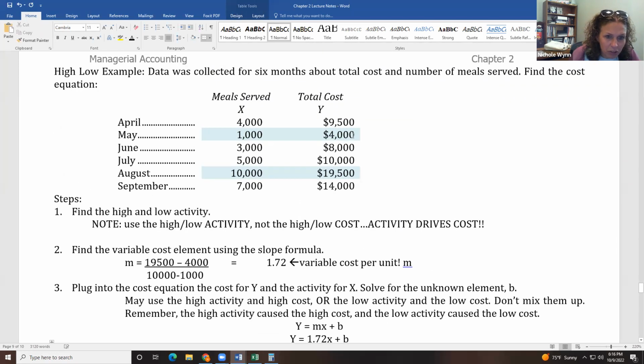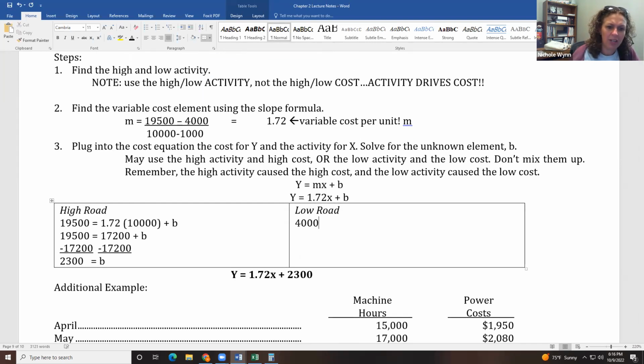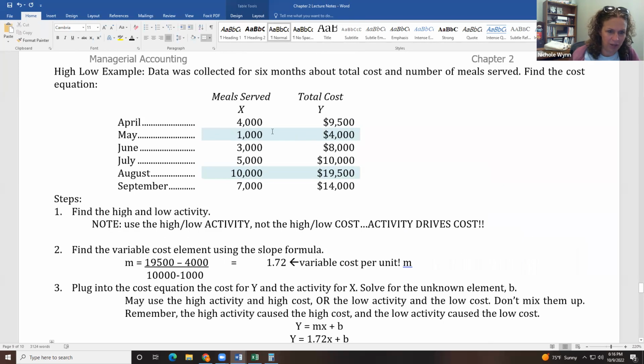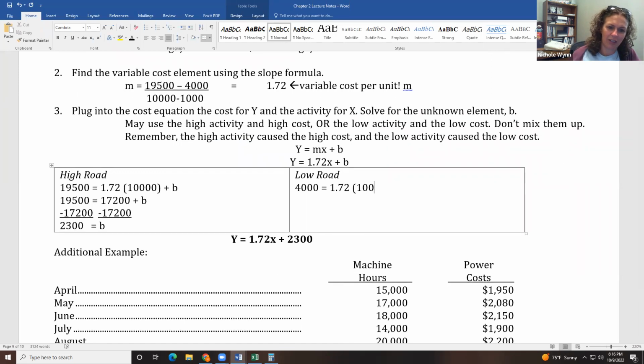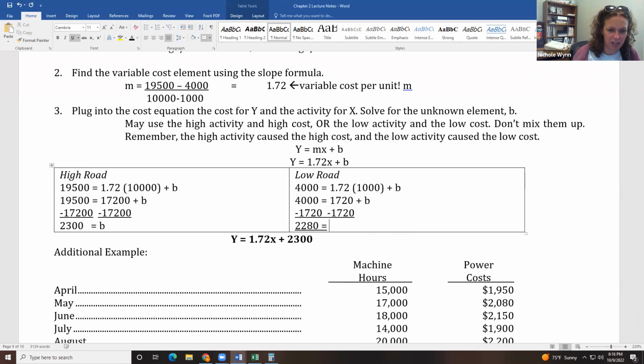So the low numbers, 4,000 equals 1.72 times x, 1,000 plus b. And then we would say 4,000 equals 1,720 plus b. And then we would subtract 1,720 from each side. And then we would say that 4,000 minus 1,720 is 2,280. So 2,280 equals b.